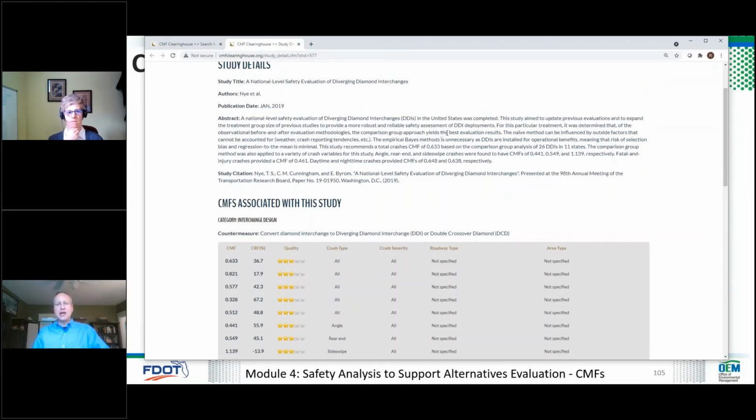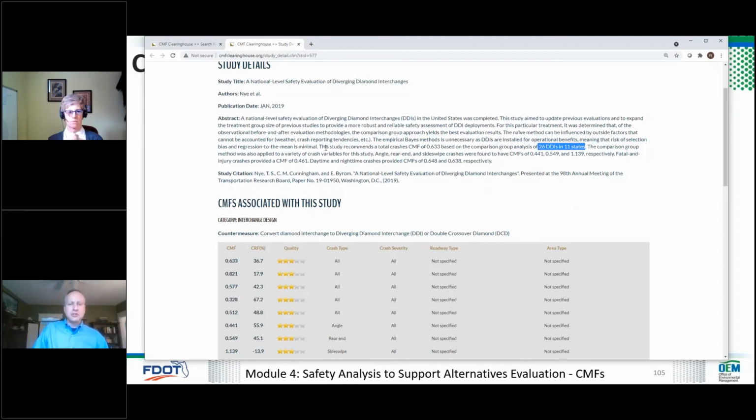So I think there were nine different states, and each state had a different number. And when they pulled into the clearinghouse, they pulled in the values for each state as well as the value for the research overall. And so that really makes it harder. Yeah, so 26 DDIs in 11 states. And so we ended up with a lot of different information.